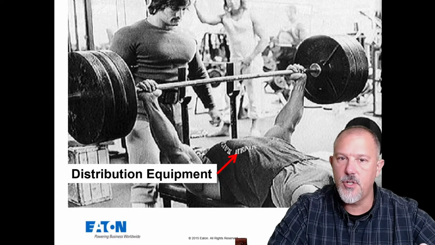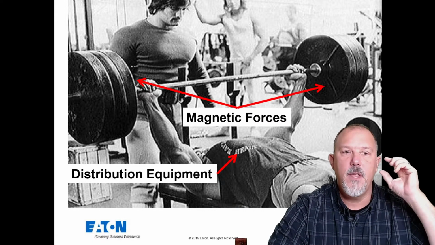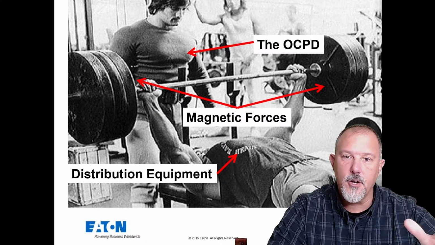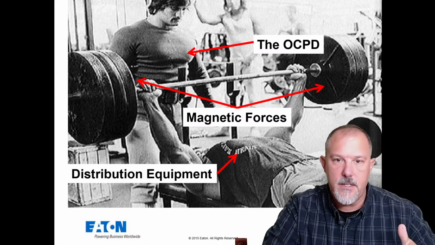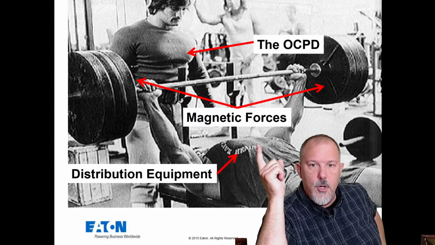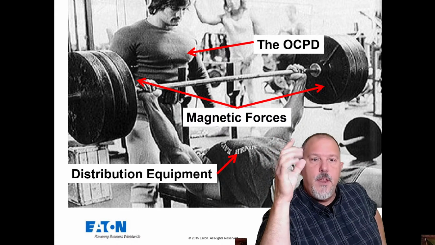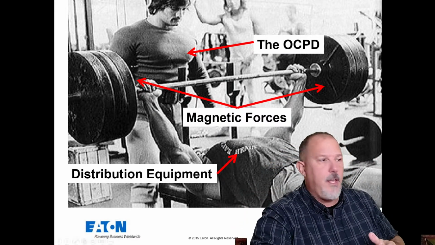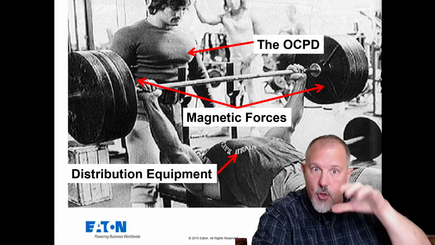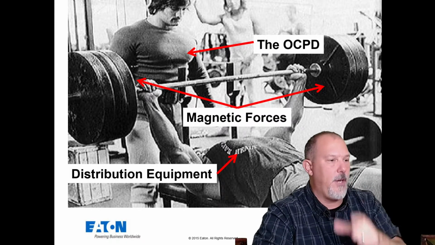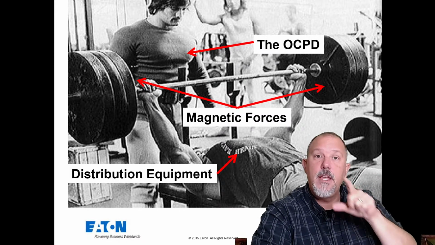He's the distribution equipment. The weights are the magnetic forces, and the spotter is your overcurrent protective device. So in this example, the weights push down on the equipment, and the overcurrent protective device is what relieves the pressure of the short circuit current.